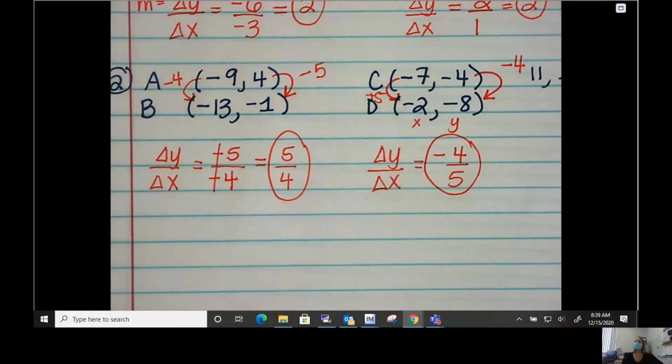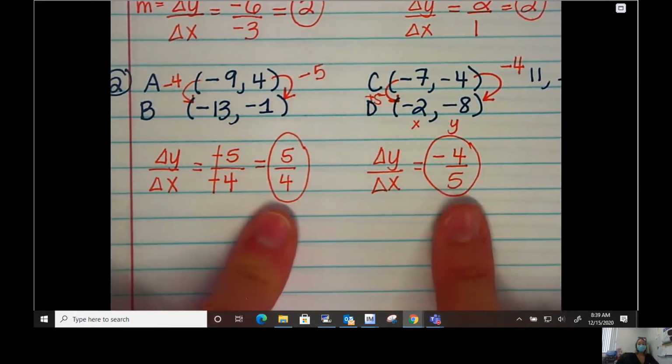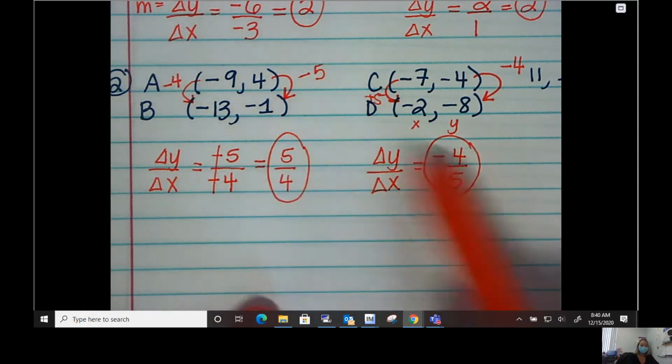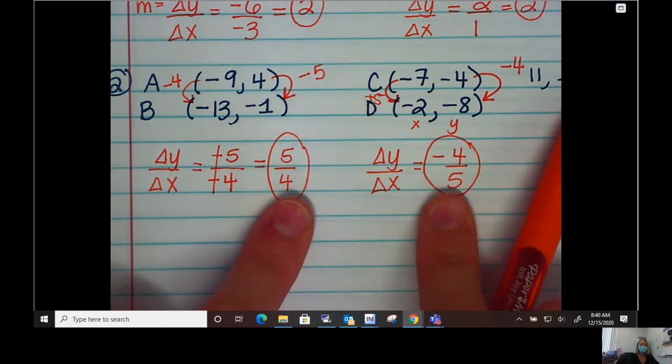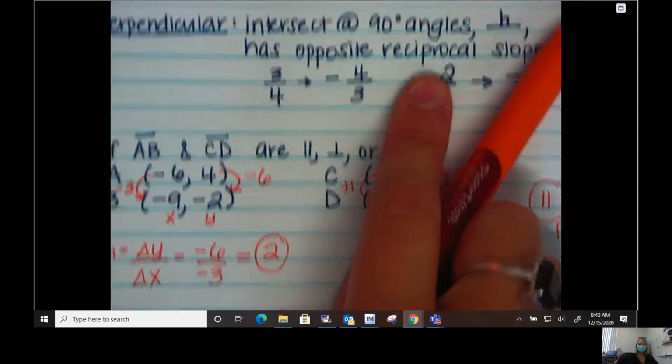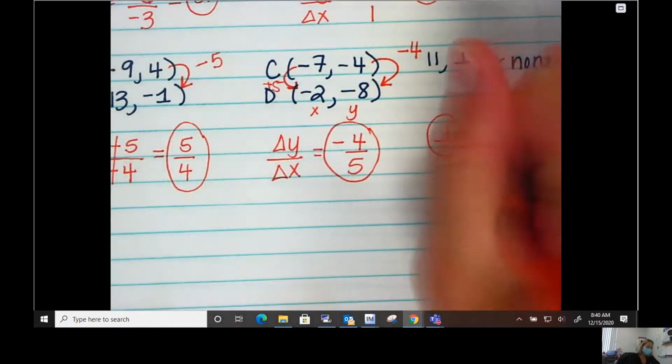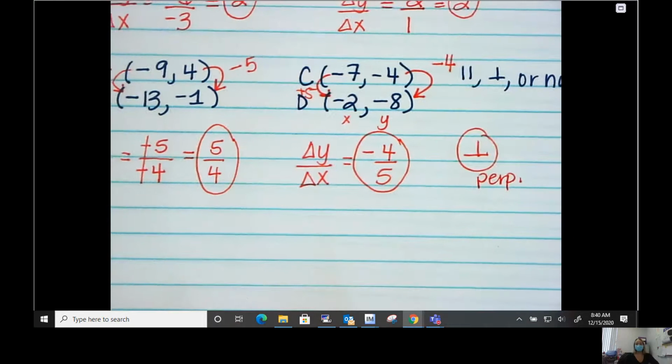Okay, so now looking at these two slopes, are they the same? Are they exactly the same? No. So they're not parallel. Are they opposite reciprocals? Do you flip the fraction and change the sign? Yeah, since you flip the fraction, 5 over 4 becomes 4 over 5. This one's positive, this one's negative. Since they are opposite reciprocals, what kind of lines are they? Perpendicular lines. So you can either write the word perpendicular or you can just put the symbol. I'll put perp under it so you remember.